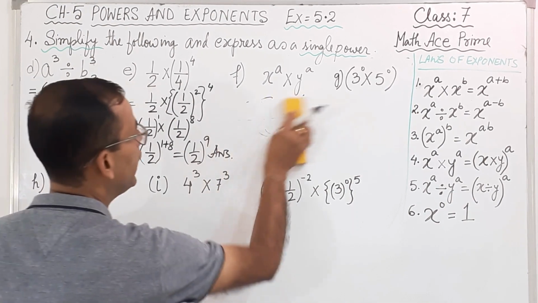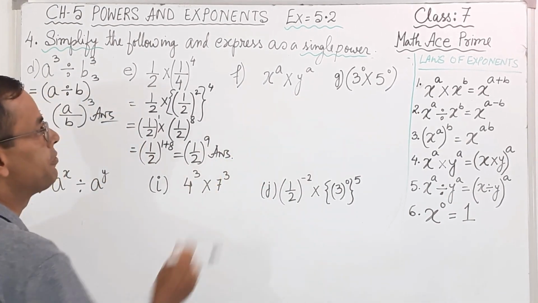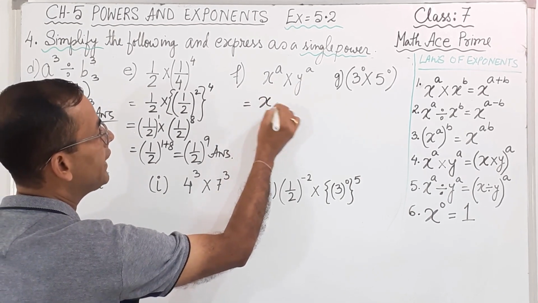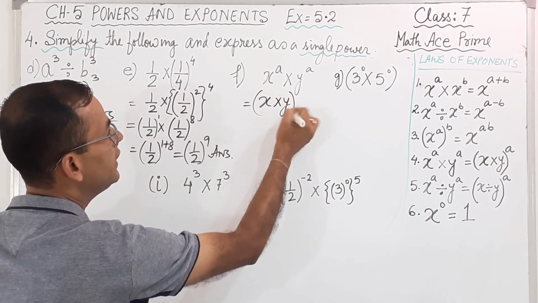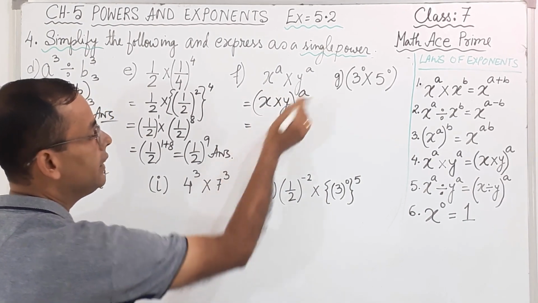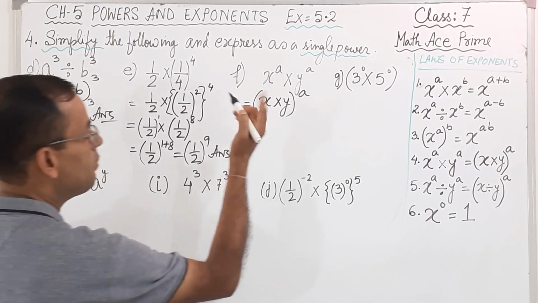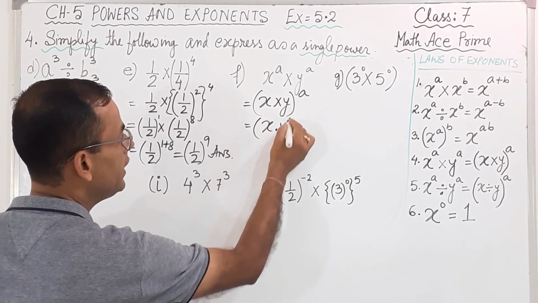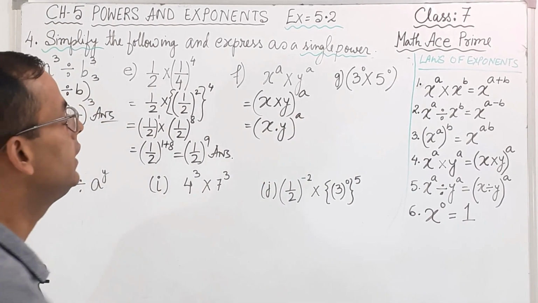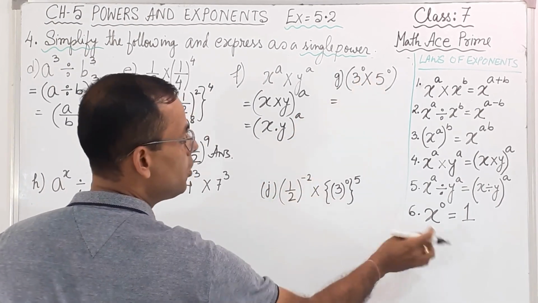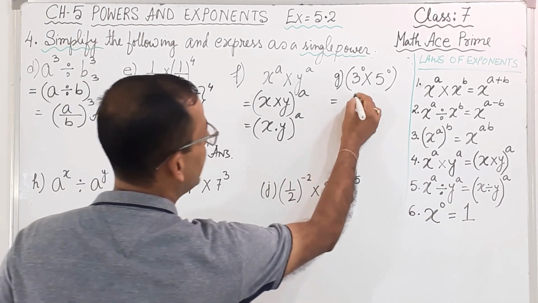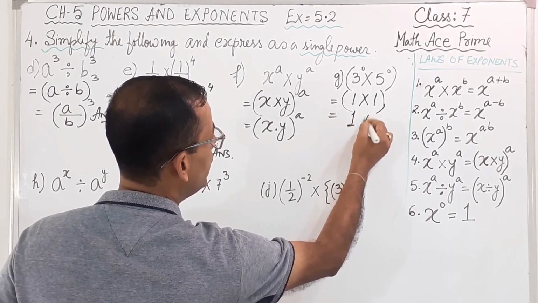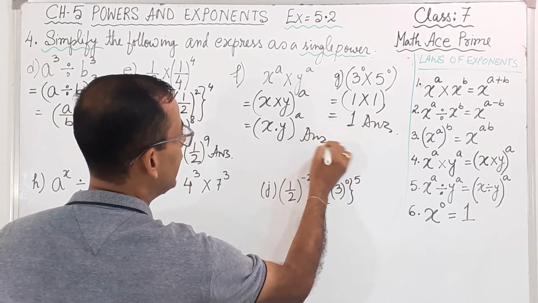Clear? Now let us come to this sum, number F. See here, the bases are not same but the powers are same. So what I will write? X into Y, and this A will come out. Okay, in the power will be outside. 1 time only we will write, and then this one I can write X dot Y or X into Y, and then to the power A. Clear? Now number G, 3 to the power 0. See, anything to the power 0 is 1. So what I will write? 1 into 1. So 1 into 1, if you put the bracket also no problem, is 1 only, and this is the answer. Here this one is the answer.